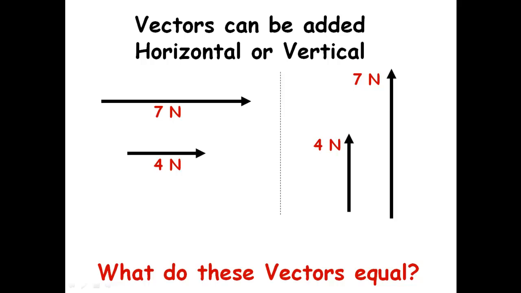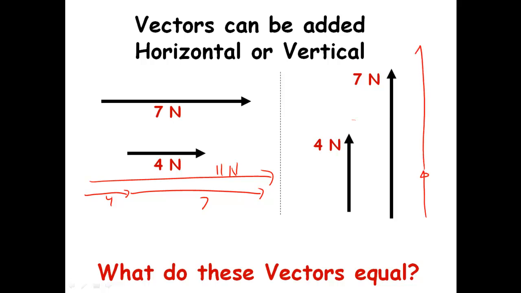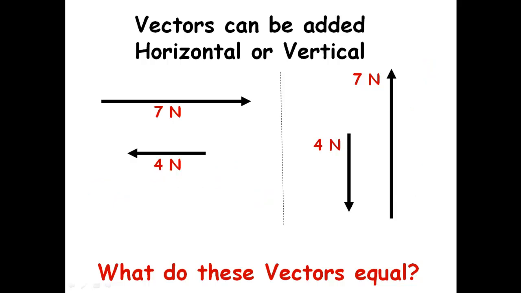Some examples. How might you add these vectors? Well, on the left, 7 newtons to the right and 4 newtons to the right. You're going to simply add them together. They're going in the same direction, so here's 4, here's 7. We have a net, or a total of 7 plus 4 is 11 newtons to the right. And we would do the same with the other ones. So these are 4 and 7 up, so 11 up.